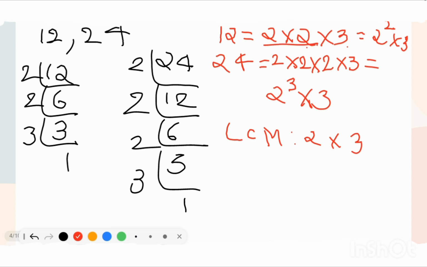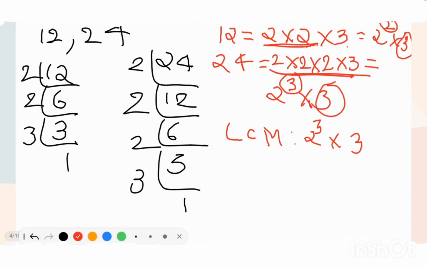Now 2 is in both of them. You have to write all of the factors whatever are there. Which has greater power? 2 power 2, 2 power 3 is greater. We have to compare between 12 and 24. So here we will put 2 power 3. Now next here we have 3 power 1.